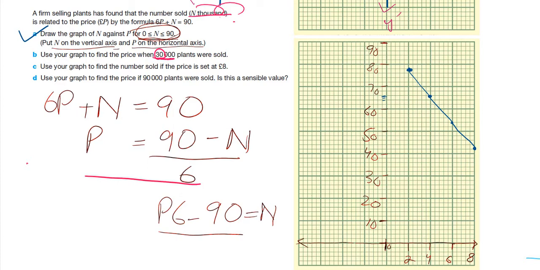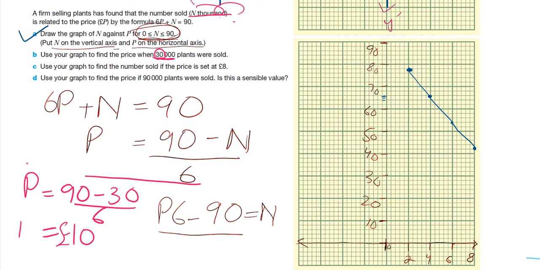Okay, we have this equation. We just need to put the value of n. Yeah, so that would be 10. Okay, so 10 pounds would be the price of 30,000 plants. Okay, and we have to check it by using a graph, not by using the equation. Okay, when there's 30,000, all right, we have to plot the graph on the axis a bit more. Okay, let's draw it.